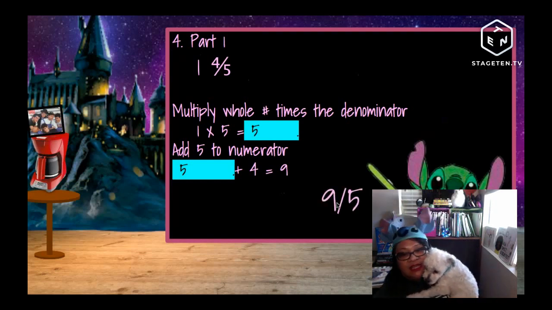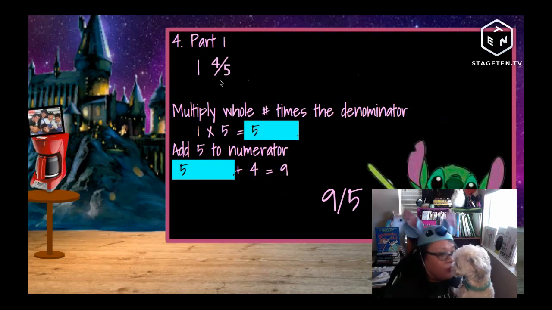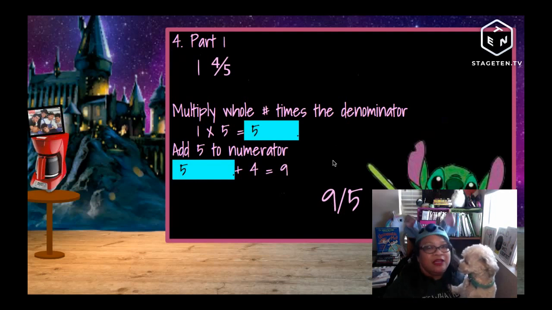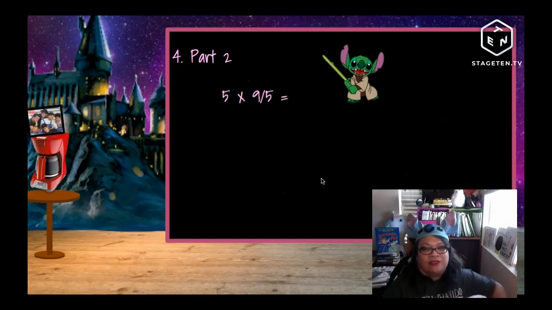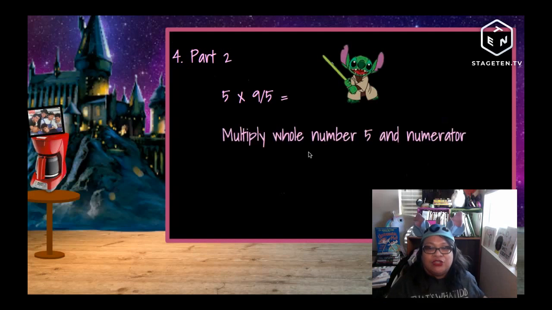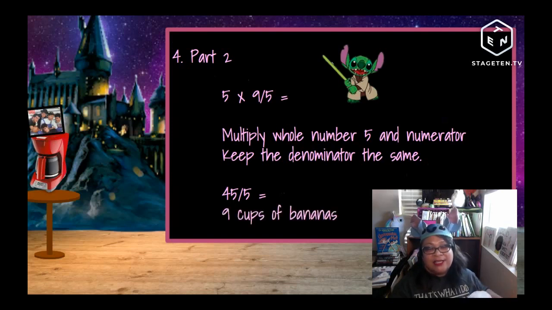And that gives us 9/5. So we're not changing the value of 1 4/5. No, we're not. We're just renaming it to 9/5 so we can multiply it. So now the second part is solving that. 9/5 times 5. You multiply the whole number 5 in the numerator. That gives us 45. And we keep the denominator the same. So it's 45/5. If we divide 5 into 45, that gives us 9. And our answer is 9 cups of bananas.